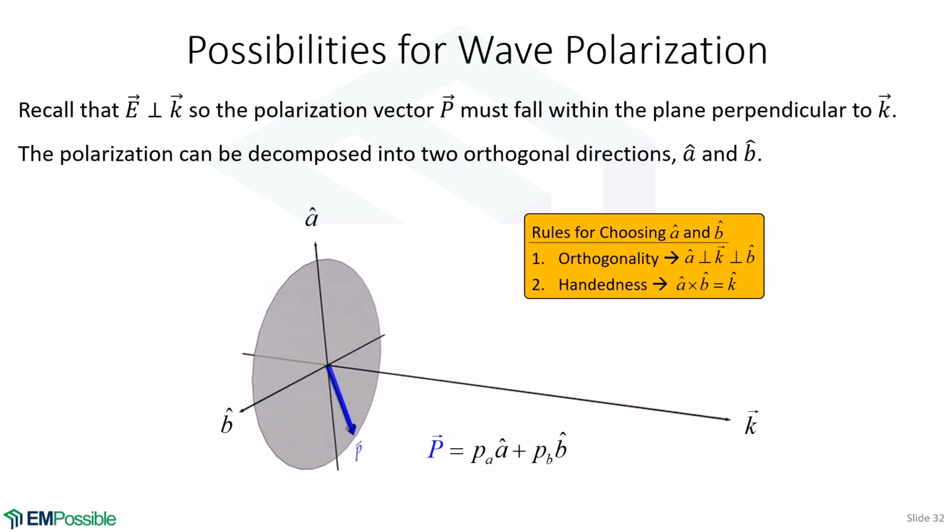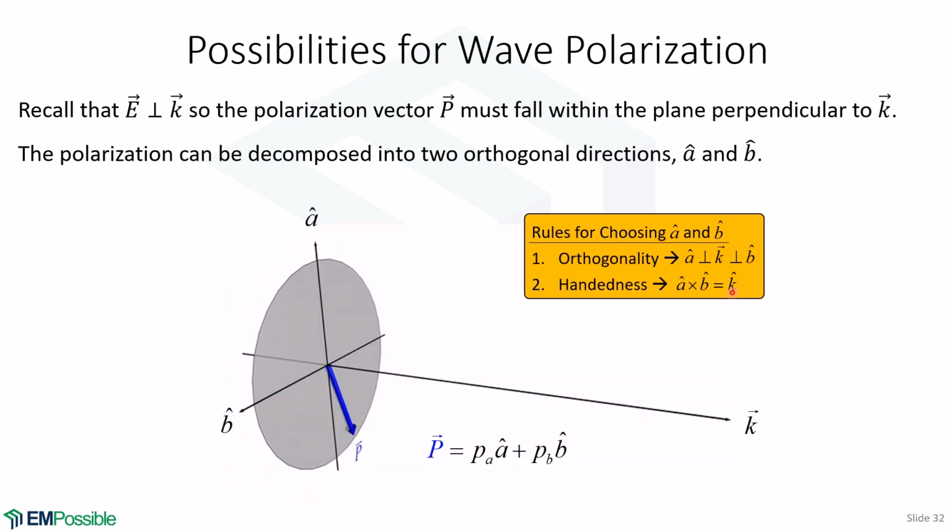The first thing is that a, k, and b all have to be perpendicular to each other. The second thing is it has to follow a handedness. If we do a cross product, a cross b, that cross product has to be in the direction of k. It can't be that b cross a is in the direction of k, because that would be in the direction of negative k. So a cross b is in the direction of k. Go back to the x, y, z coordinates to help understand that.